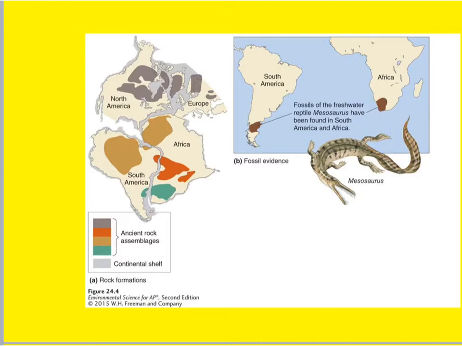His evidence included identical rock formations on both sides of the Atlantic Ocean, like you can see in this figure here. The position of these formations suggests that a single supercontinent may have broken up into separate landmasses. And now we have fossil evidence that also suggests that a single large continent once existed. Today we can find fossils of the same species on different continents that were separated a long time ago and are now separated by oceans.